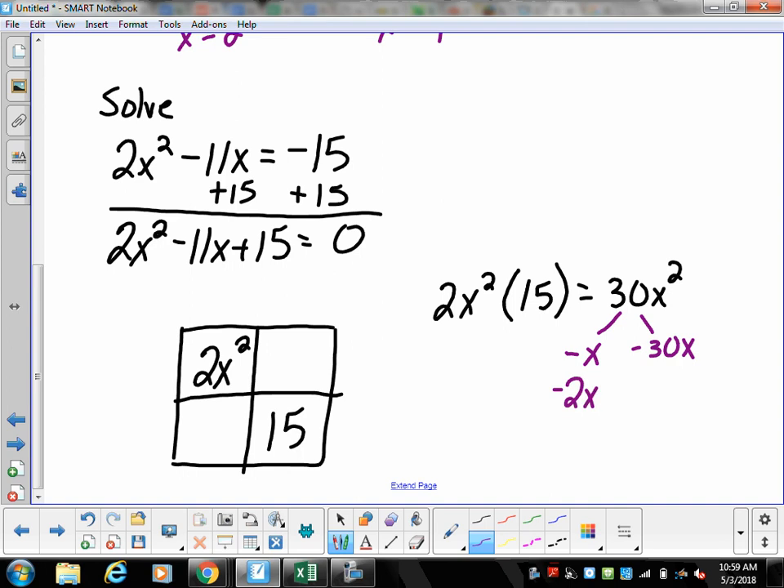And then we know 2 goes into 15 times, so negative 2x and negative 15x. And 3 goes into 30 10 times, so negative 3x and negative 10x. I still don't have anything adding up to negative 11 yet. 4 doesn't work. So negative 5x and negative 6x, and that adds up to negative 11x. So that's what we're going to use in the box.